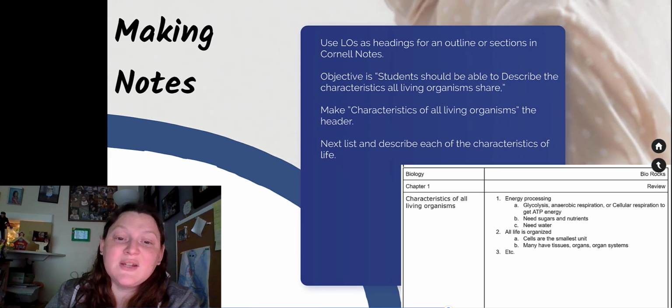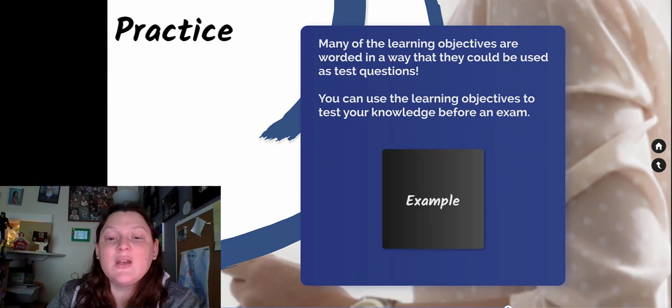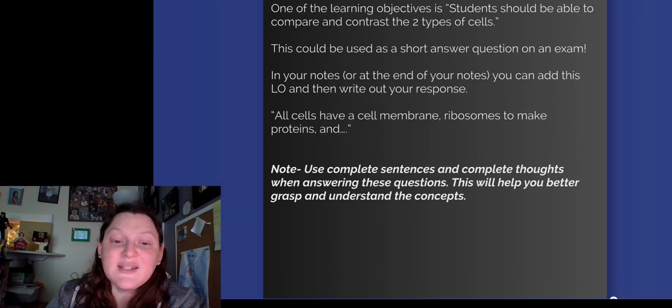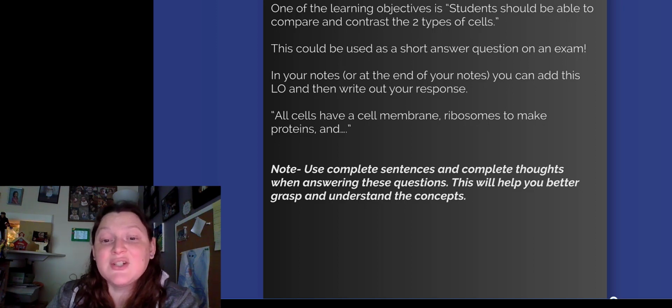Learning objectives can provide practice. Many of the learning objectives are worded in a way that they can be used as test questions. You can use the learning objectives to test your knowledge before an exam or to create your own questions. Let's look at an example. One of the learning objectives is students should be able to compare and contrast the two types of cells. This can be a short answer question on an exam.